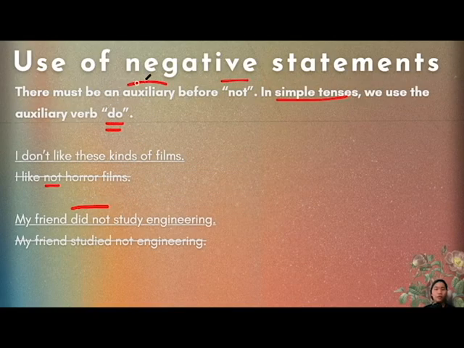Now, there must be an auxiliary verb before not. In simple tenses, we use do instead of just simply not. I don't like these kinds of films. I like not horror films. My friend did not study engineering. My friend studied not engineering, that's wrong, okay? This is the correct one, and this is the correct one. Remember the use of do in combination with not.